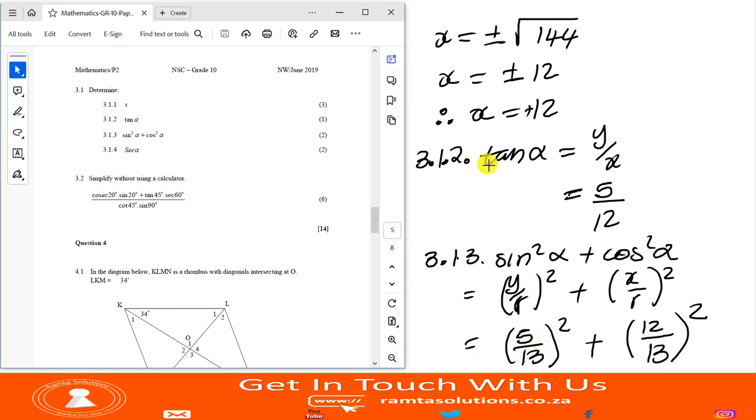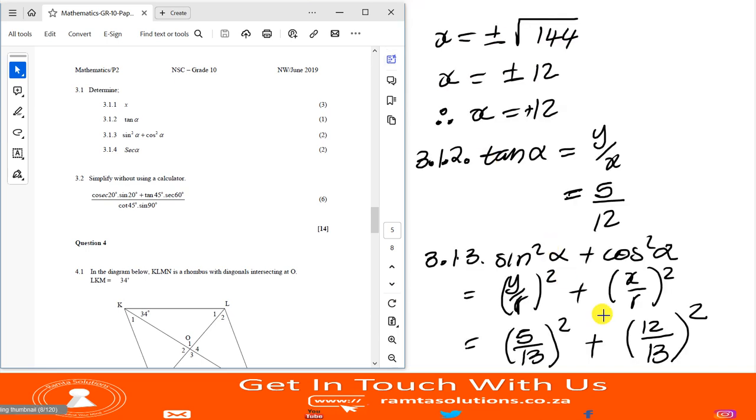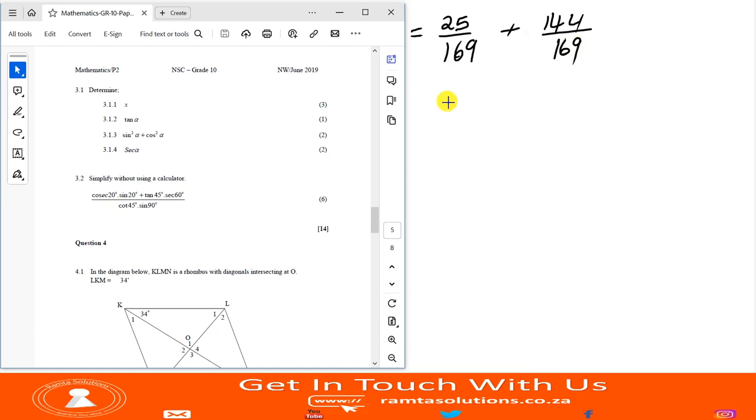5 squared is 25. And then 13 squared is 169. I remember we had 12. 12 squared is 144. So 144 over 169. Now, when denominators are the same, you add numerators. This is 25 plus 144 over 169.